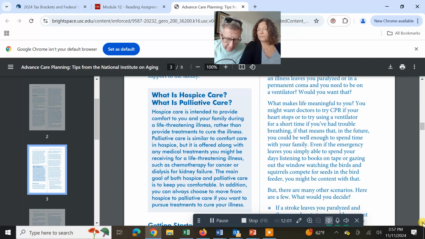Once you have it in place, it makes it easier to obtain. When you say I want palliative care, then it makes the wheels move. It's not as organized as hospice care is under Medicare, but with palliative care, your doctor would assemble a team of people. So maybe you need a pain specialist.